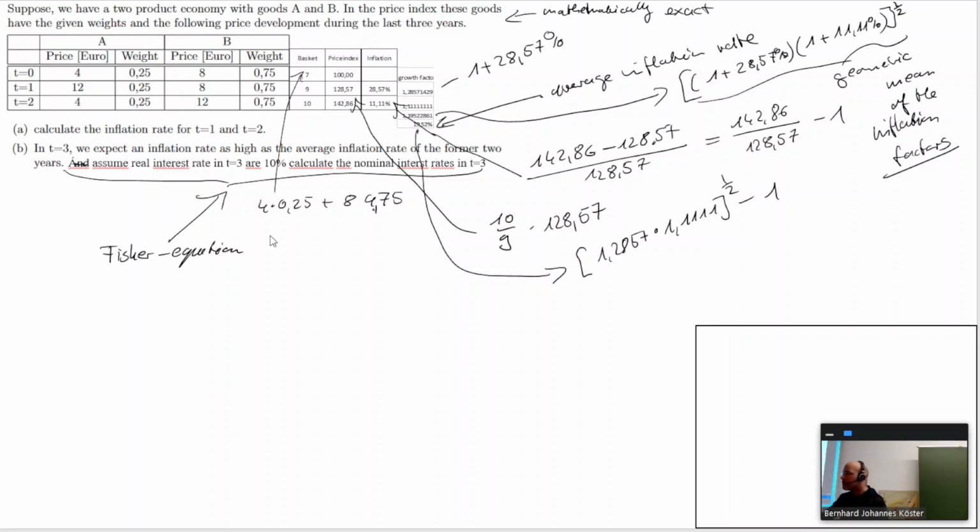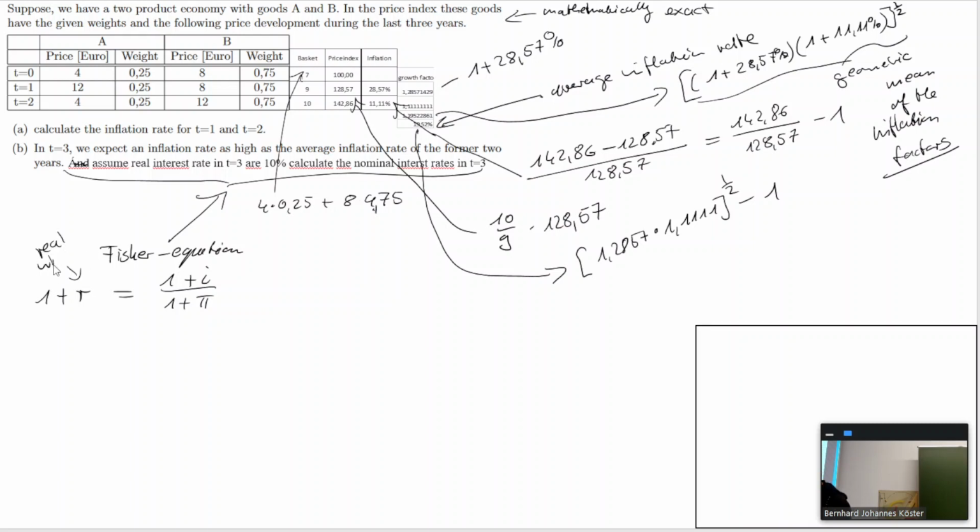And this could also be a general theoretical question. Explain the dependence between real and nominal interest rates via the Fisher equation. Well, then it's not much you have to do. Write down the Fisher equation and explain what it means. Then you are done. So this was 1 plus the real interest rate is 1 plus the nominal interest rate over 1 plus the inflation rate.